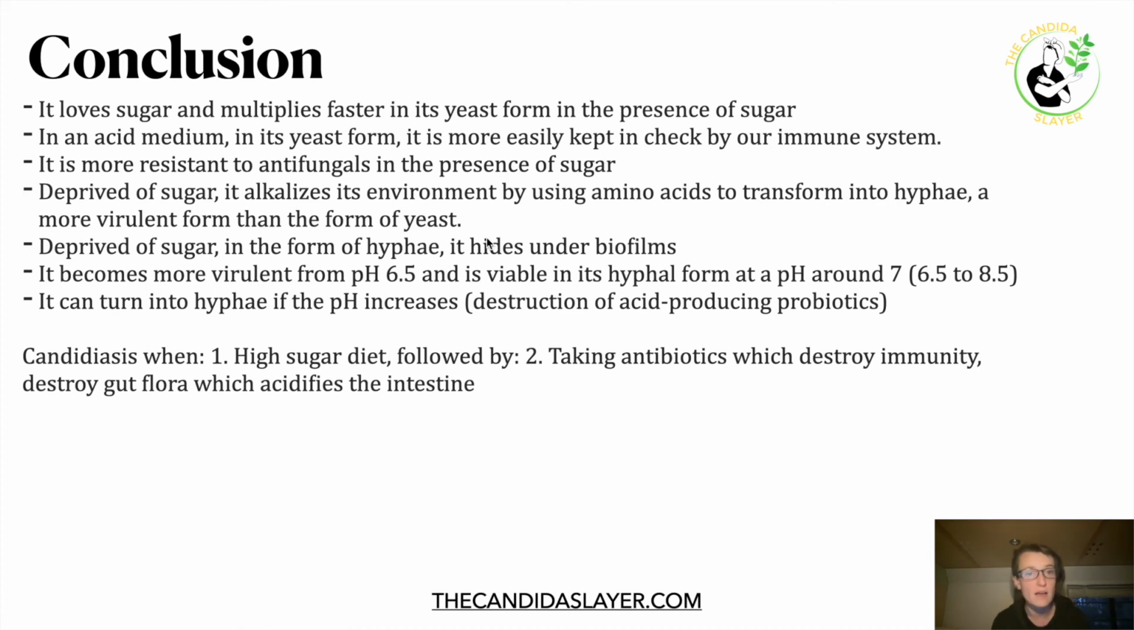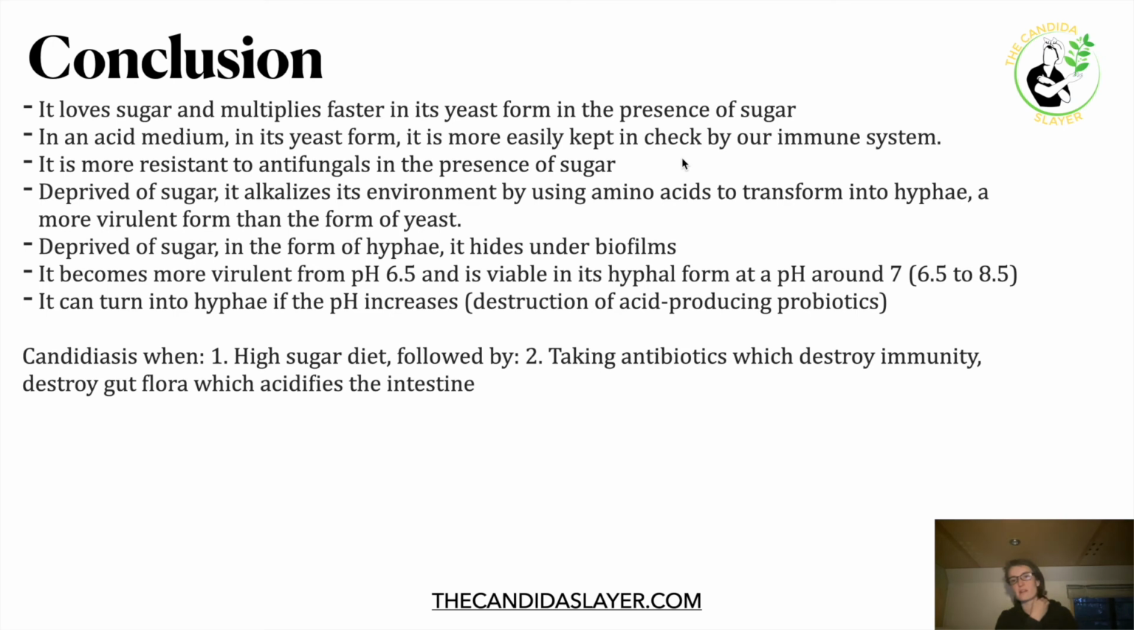Deprived of sugar, it alkalizes its environment by using amino acids to transform into hyphae, a more virulent form than the yeast form. Deprived of sugar, in the form of hyphae, it hides under biofilms. It becomes more virulent from pH 6.5 and above, and is viable in its hyphae form at a pH around 7, from 6.5 to 8.5 mainly. It can turn into hyphae if the pH increases, and this happens with the destruction of acid-producing probiotics in our gut.